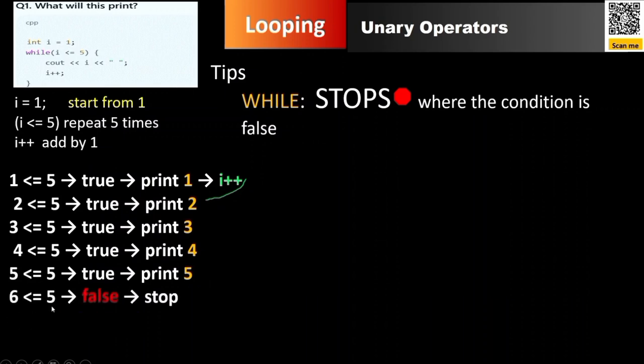Is 6 less than or equal to 5? The statement becomes what? False. Now what happened? When the statement becomes false, the program stops. Where the condition is what? Is false.